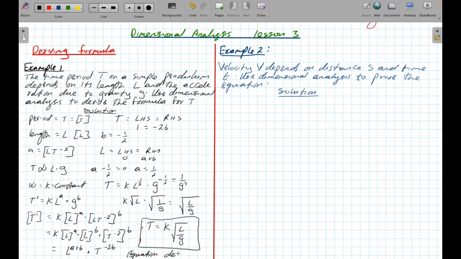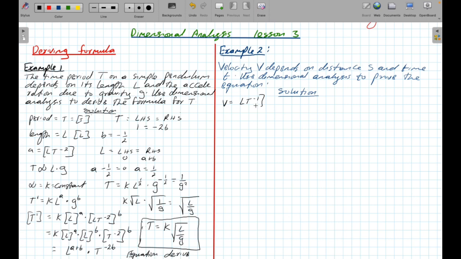Equation derived using dimensional analysis. Now, the second example says that the velocity v depends on distance s and time t. Use dimensional analysis to prove the equation. Now, let's consider the parameters given to us. Velocity simply means displacement over time taken, and the dimension of velocity is L t raised to the power of what?